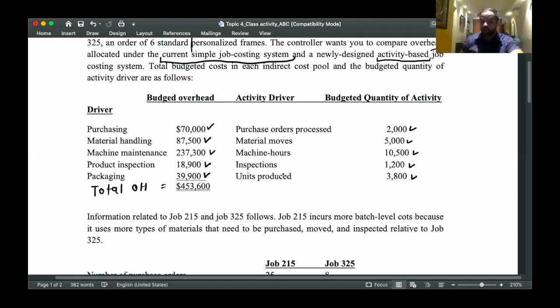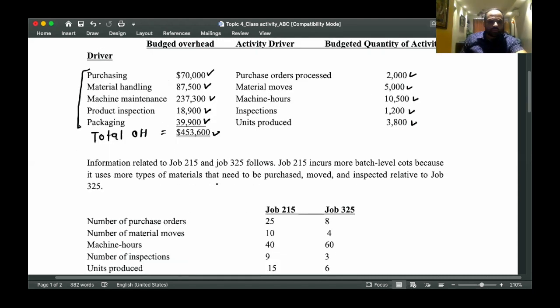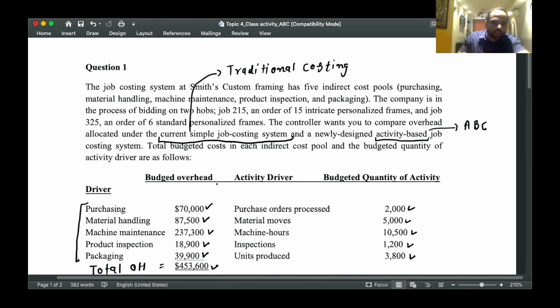So why do we have total overhead, which is 453,600? Remember, all these are overhead costs. You can also call them cost pools or different types of overhead. So your total overhead is 453,600, right?